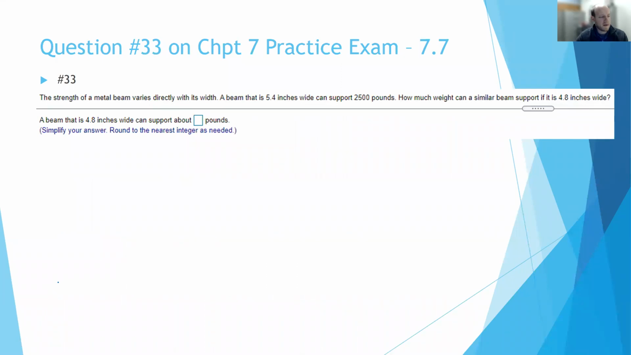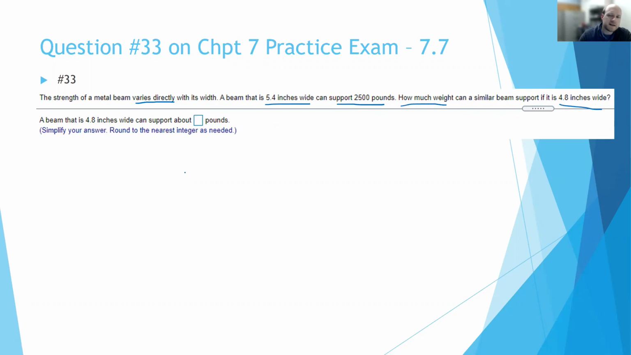All right. If you have questions on that, let me know. Number 33: the strength of a metal beam varies directly with its width. A beam that is 5.4 inches wide can support 2,500 pounds. How much weight can a similar beam support if it's 4.8 inches wide?